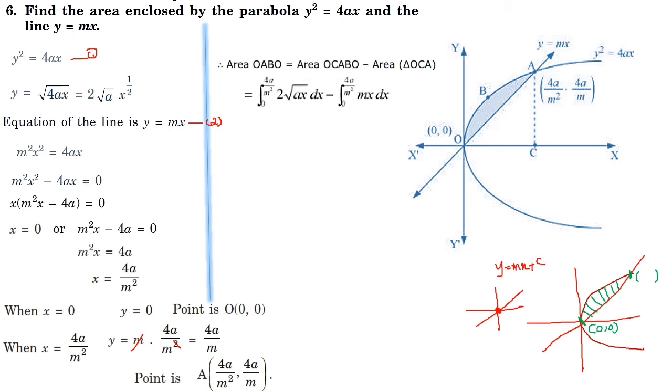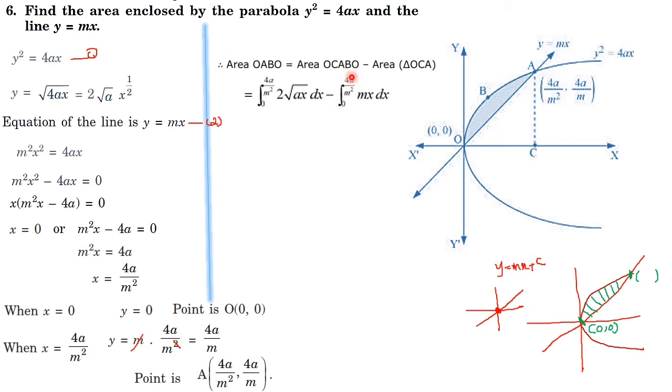So OCABO, you can see, OCABO, this is the area under this curve. Area under this curve means the curve is y square equal to 4ax. From there we calculated the value here. That is this is the one, 2 root a x power 1 by 2. This is what we have calculated, the y value from the curve. So that value we have to put, 2 root a into root x dx. We have simplified also, but of course we have written in this format, minus, then again 0 to x value. The x value here is 4a by m square. First case also same thing, 0 to 4a by m square only. The lower limit x value is 0, and the upper limit x value is 4a by m square.